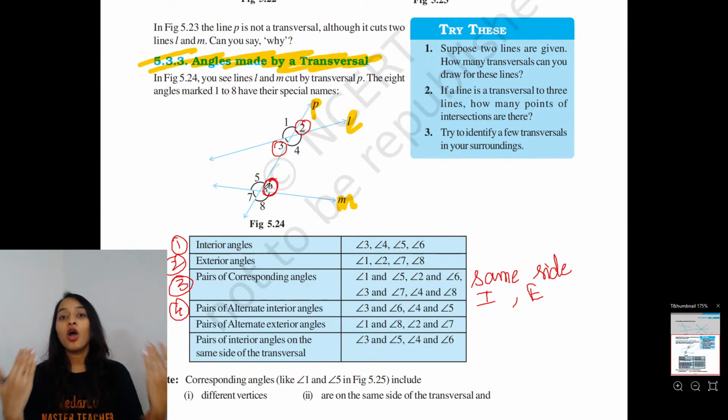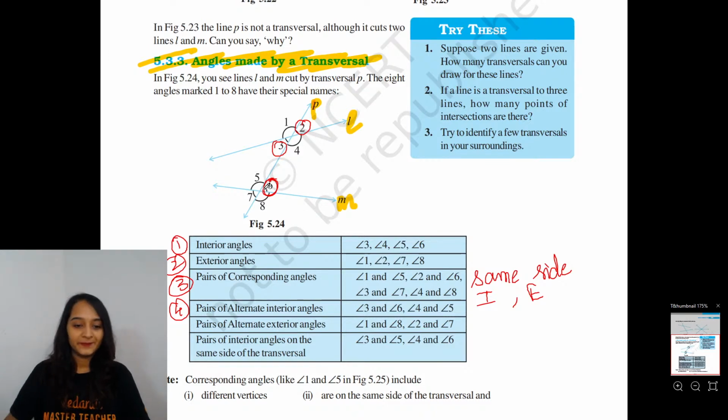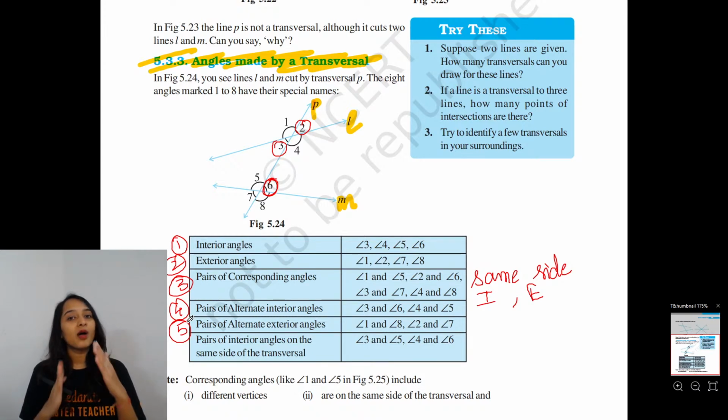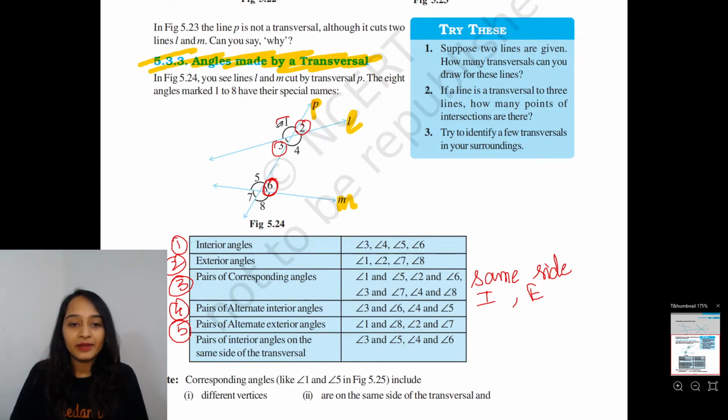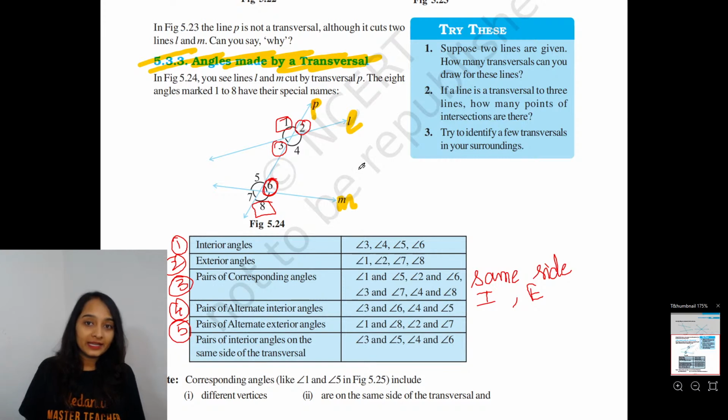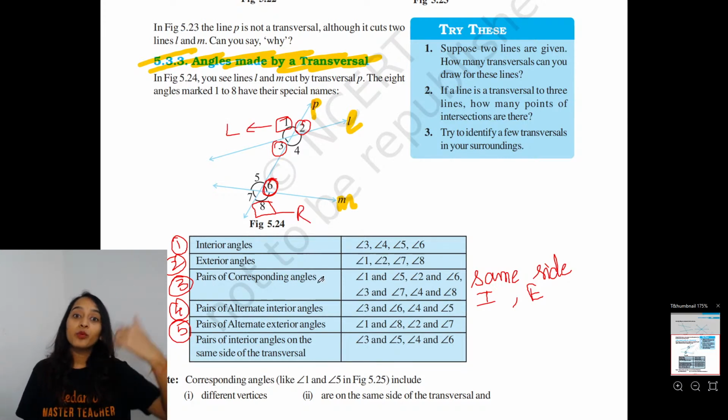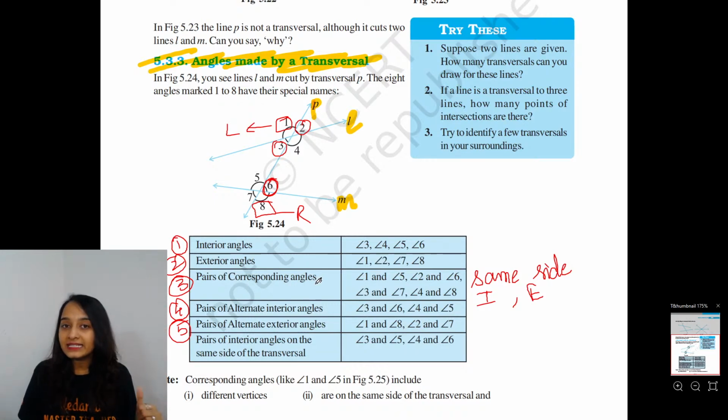They are on the opposite sides of the transversal. Then you have similarly alternate exterior angles. Exterior means both the angles are lying on the outside region. For example, angle 1 and angle 8. They are alternate because one is to the left, the other is to the right, and both of them are in the exterior region. So they are called alternate exterior angles.